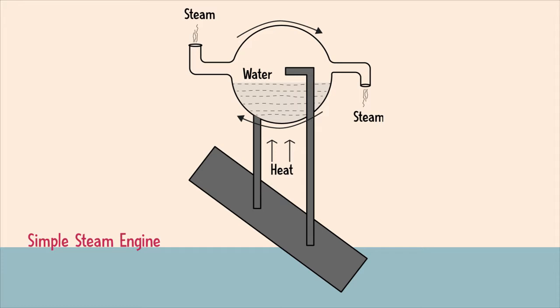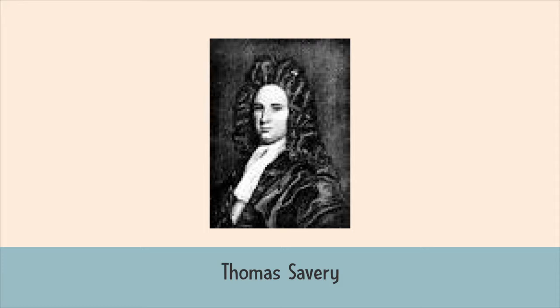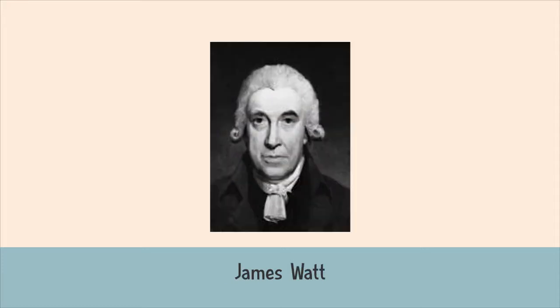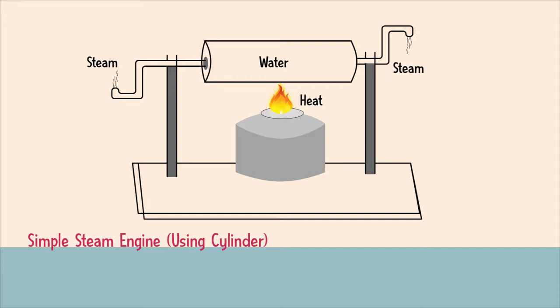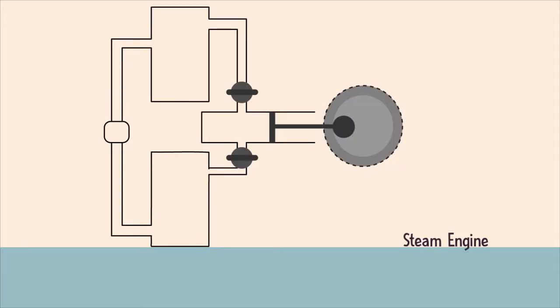First commercially useful steam engine was constructed by Thomas Savery. James Watt improved upon it by using cylinder and valve system. Steam locomotives helped to bring about industrial revolution. Let us study the working of a steam engine in detail.